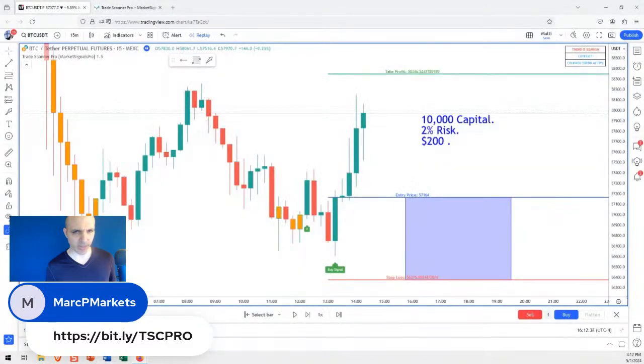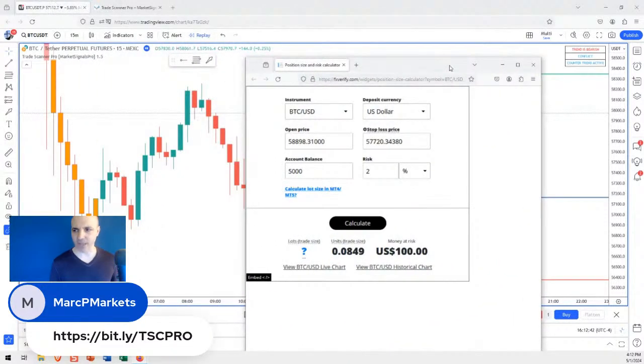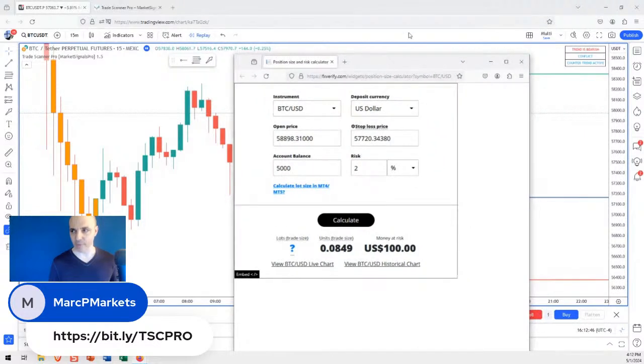Hold on a second. So here's a position sizing calculator. This is from FX Verify. But again, you could just Google this and there's all kinds, okay, that are very similar to this. This is like a common widget, okay? And you can use something like this. As you could see the inputs, right?